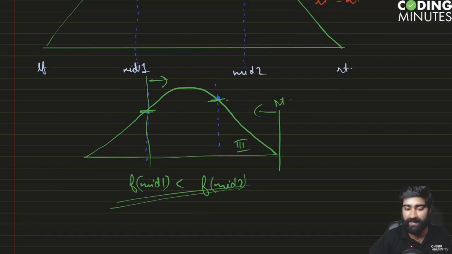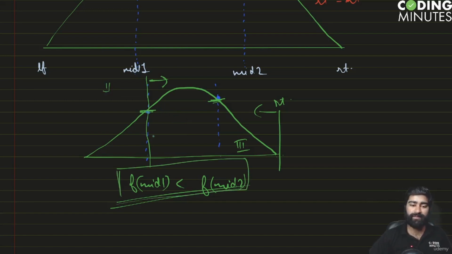When f of mid 1 is less than f of mid 2, the maxima can be in the middle portion, right? But you cannot make a case where the maxima is on the left side and this condition holds. There won't be any such case. That's my whole point, because if the maxima is here, that means after this it is decreasing, right?